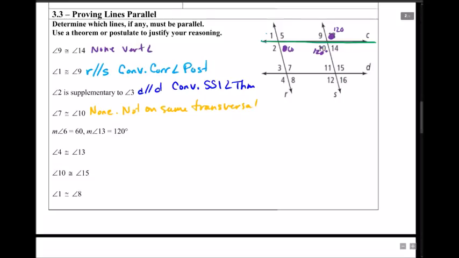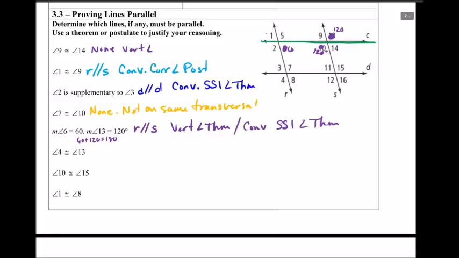And then what types of angle pairs do we have? We would have same side interior, and are they supplementary? Yes, 60 plus 120 equals 180. So we could say that line R is parallel to line S by the vertical angle theorem and the converse of the same side interior angle theorem. So that's not directly, but it didn't say anything about directly.